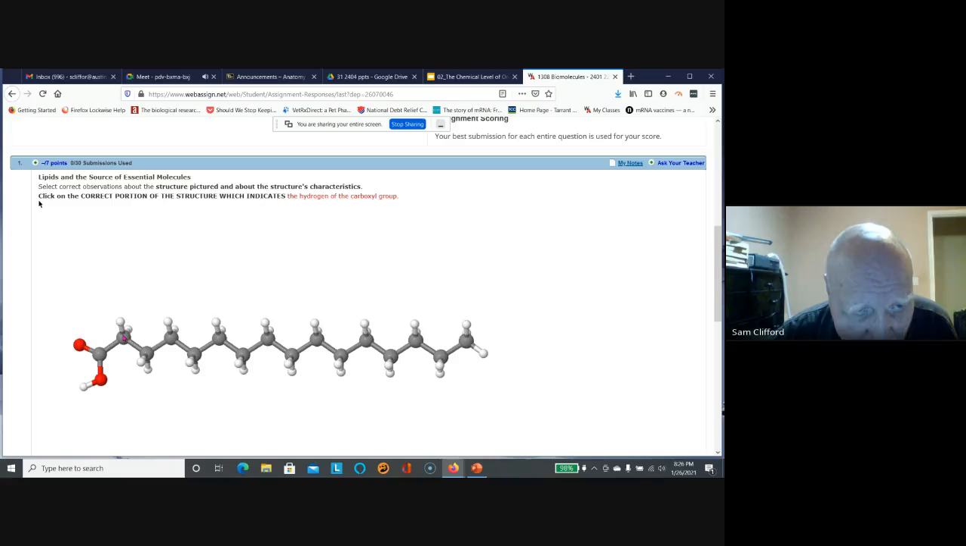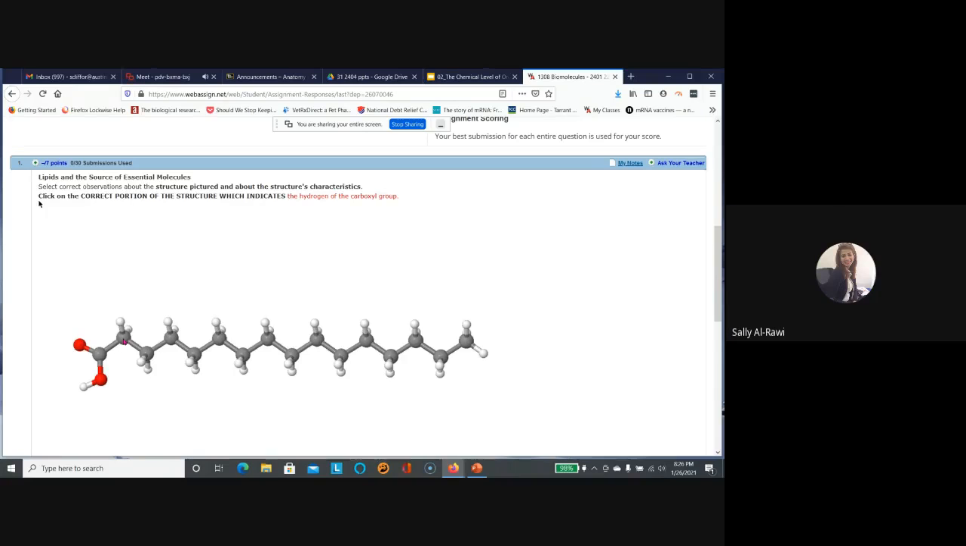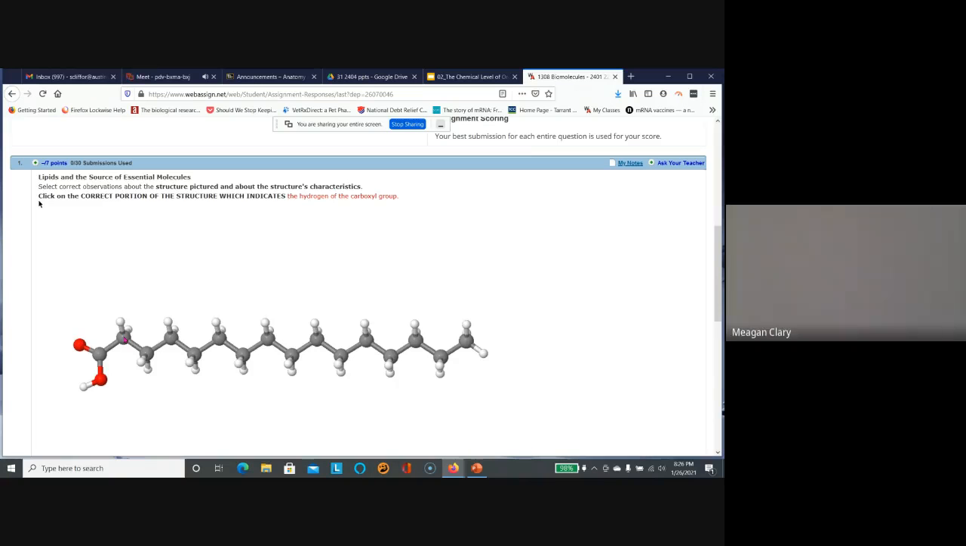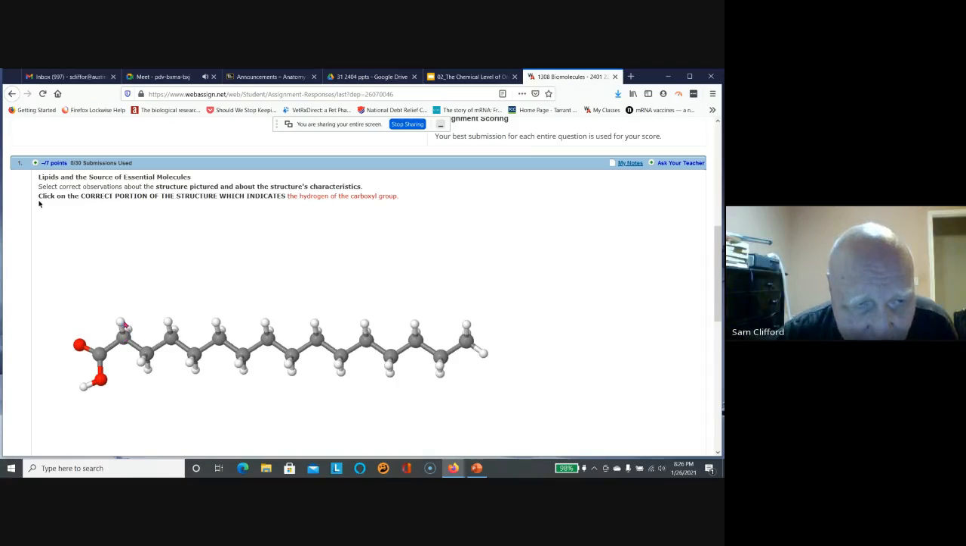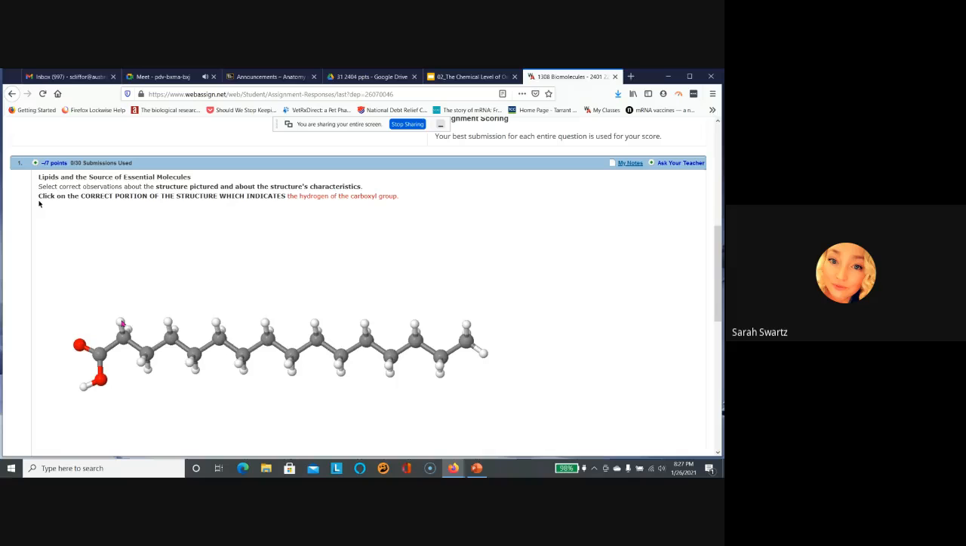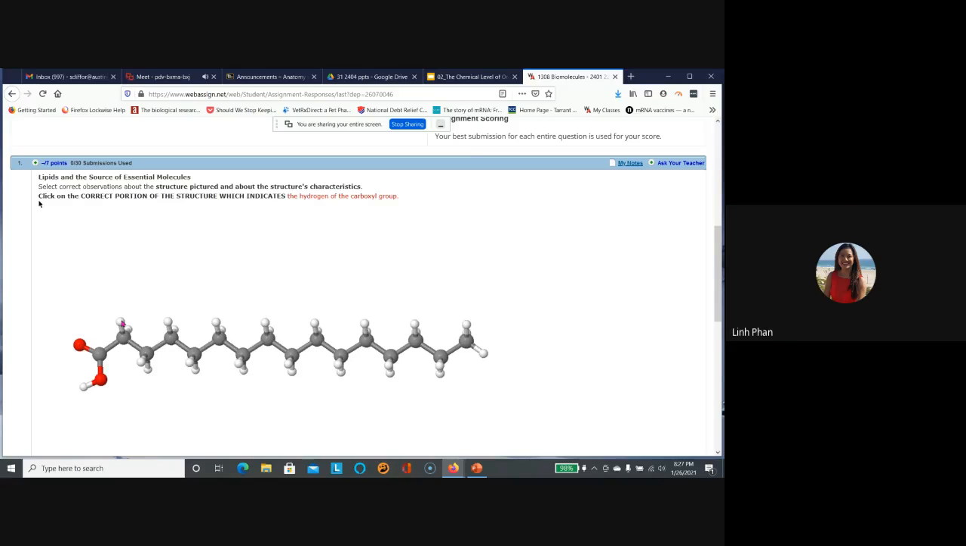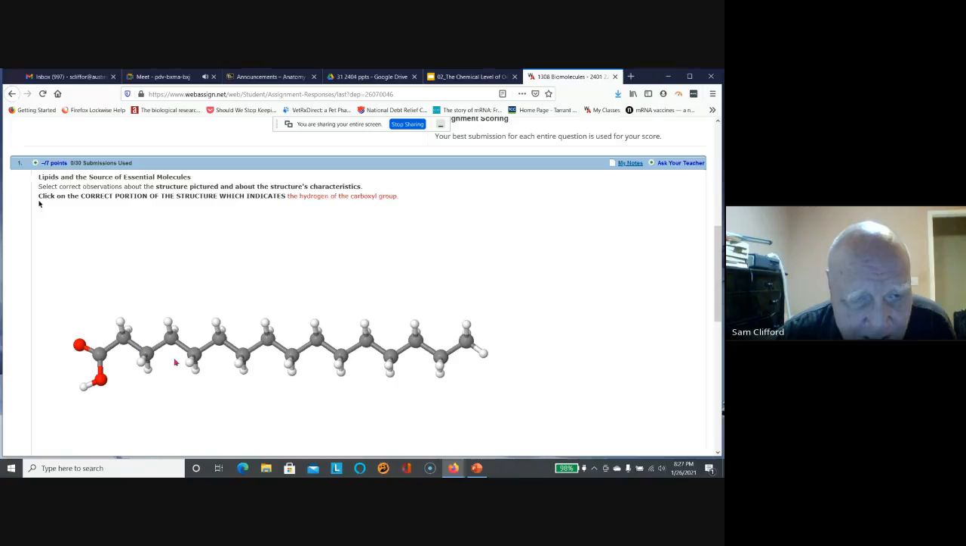What element is this gray ball? Anybody? Starts with a C and ends in an N. What does this gray ball represent? Carbon. What does the little white ball represent? Hydrogen. Starts with an H and ends in an N. Hydrogen. Come on, make a guess, somebody. What is it? Hydrogen, thank you.